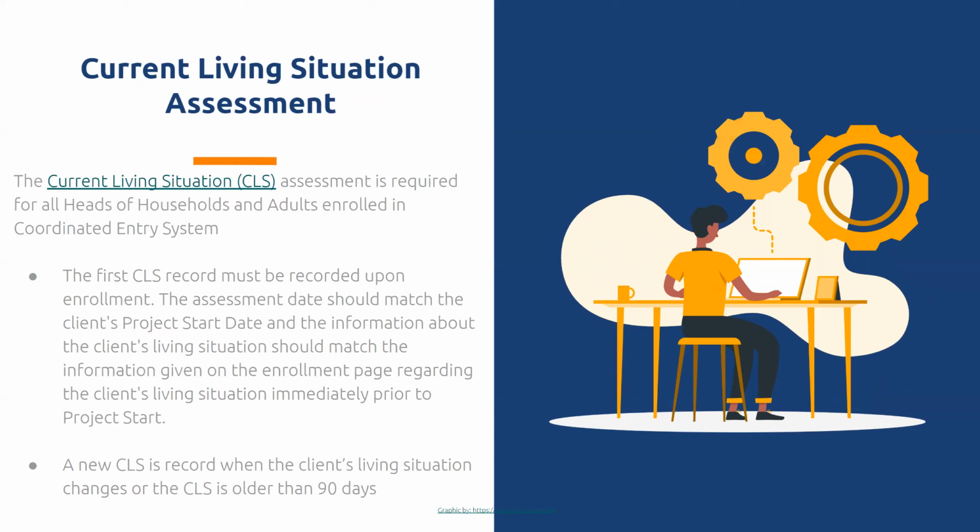The current living situation assessment is required for all head of households and adults enrolled in the coordinated entry system. The first current living situation record must be recorded upon enrollment. The assessment date should match the client's project start date, and the information about the client's current living situation should match the information given on the enrollment page regarding the client's living situation immediately prior to project start.